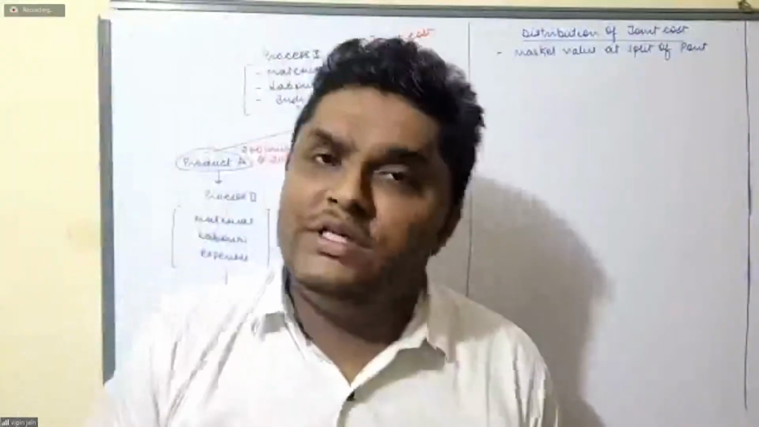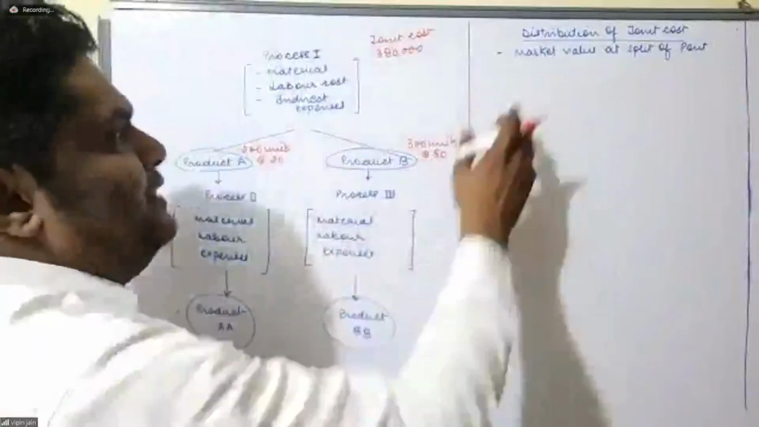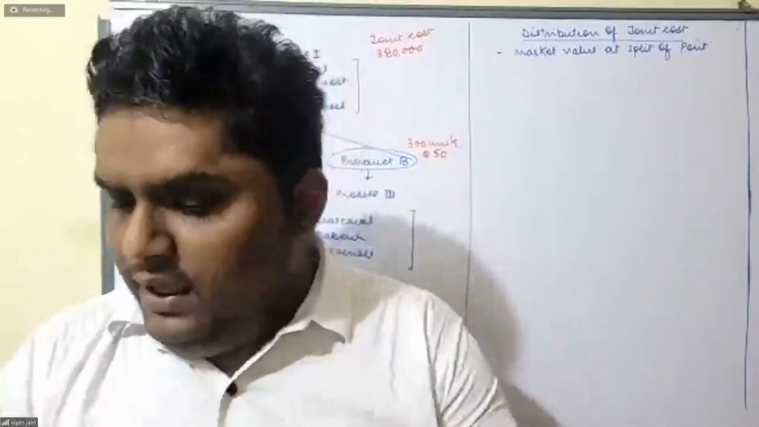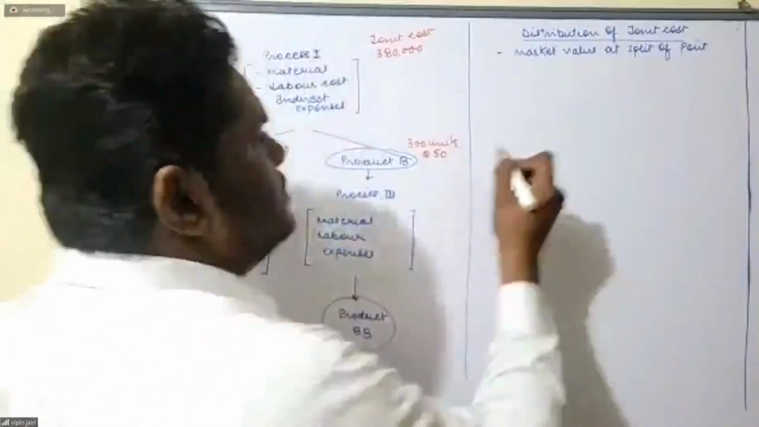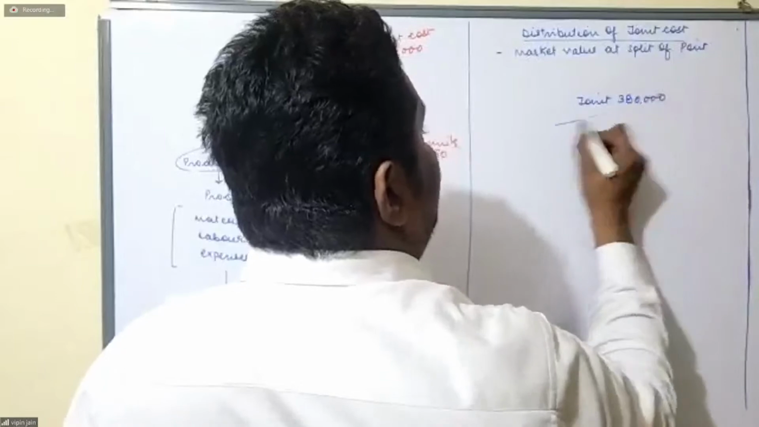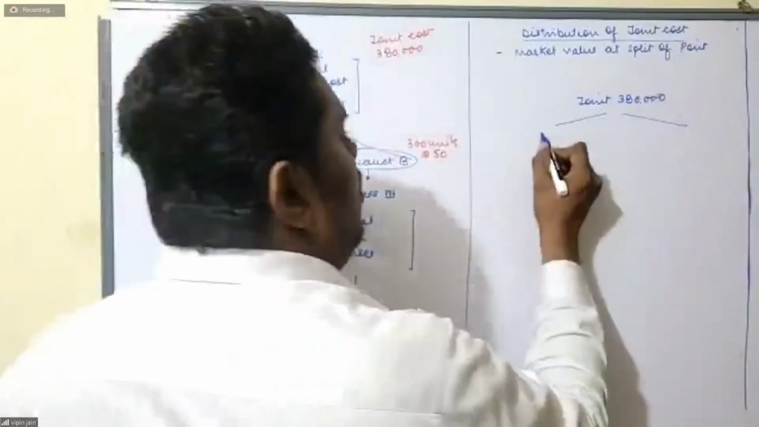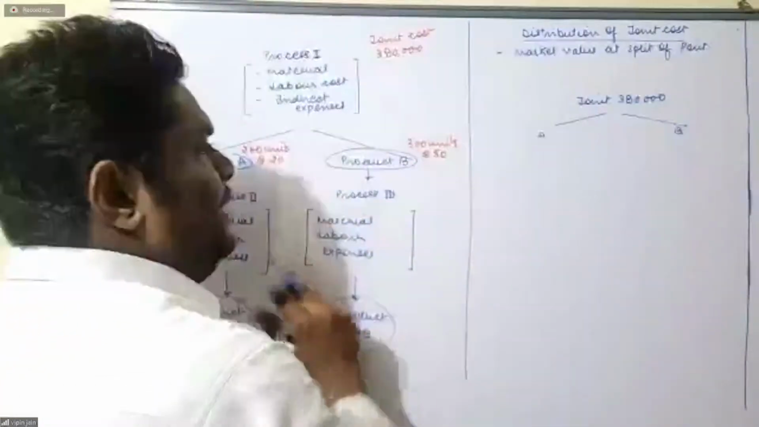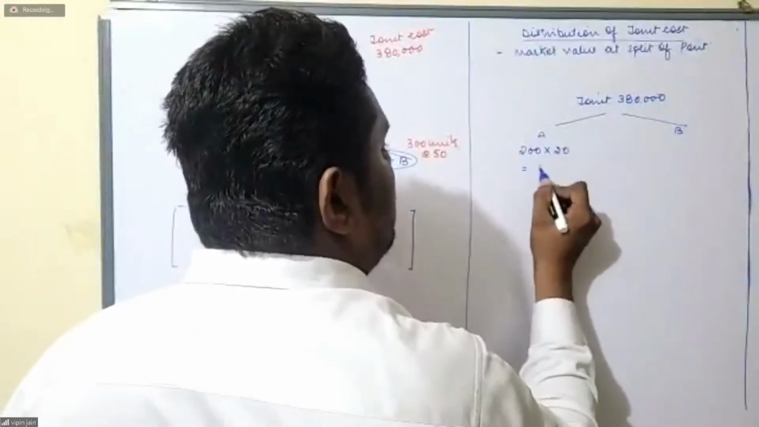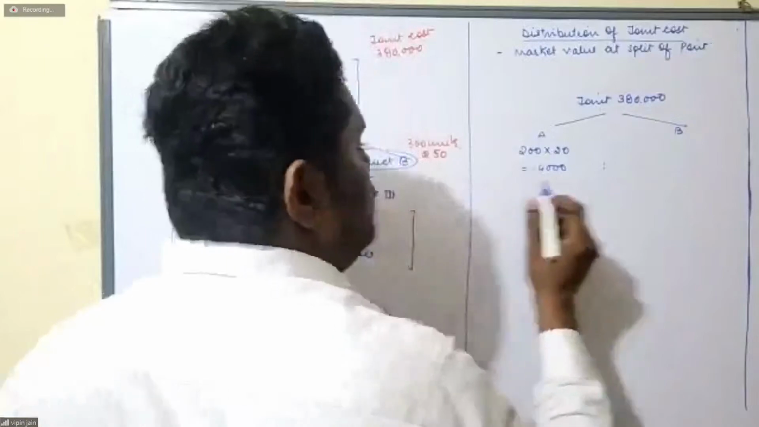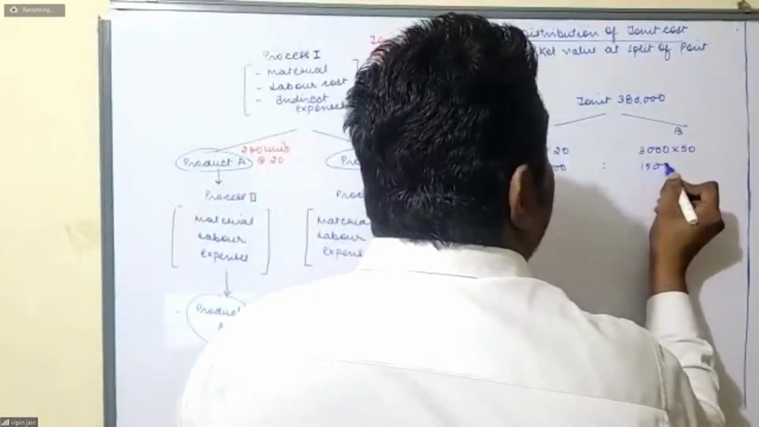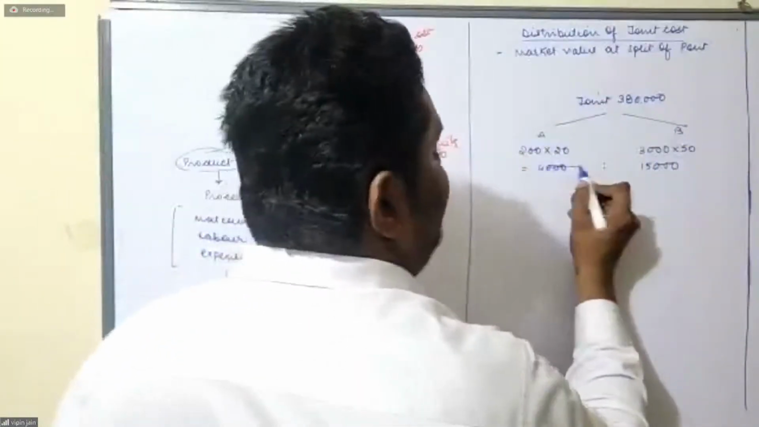Now, how to distribute the joint cost? As the name itself says, the joint cost can be distributed at the market value at split off point. So, in this case, my joint cost of 3,80,000 will be distributed in the ratio of market value of product A and product B. So, when talking about the market value of product A, it will be distributed in the ratio of 4,000 is to 15,000, or we can say 4 is to 15.